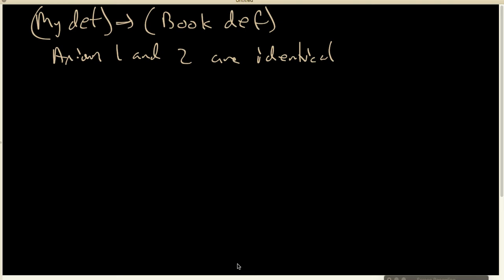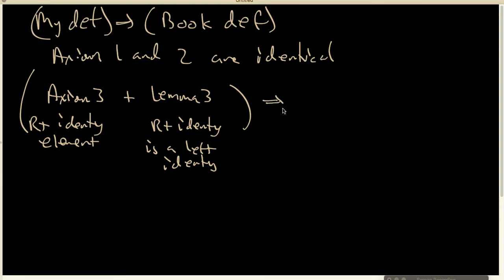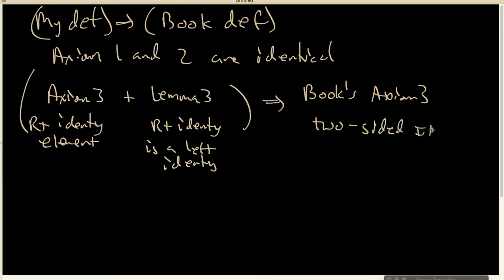So now I want to look at axiom 3. If I think about my axiom 3, which is that we have a right identity element, plus I look at lemma 3, which says that the right identity is a left identity, these two things together imply the book's axiom 3, which says that we have a two-sided identity element.